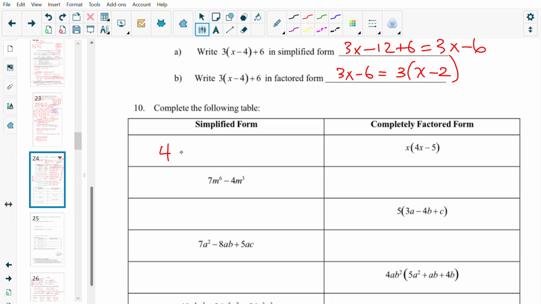Complete the following table. Let's go back and forth. Completely factored form, I'm going to multiply through. That's 4x squared minus 5x.